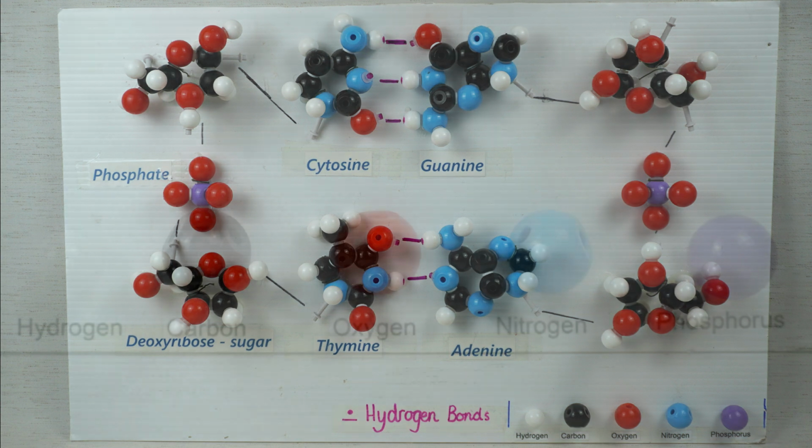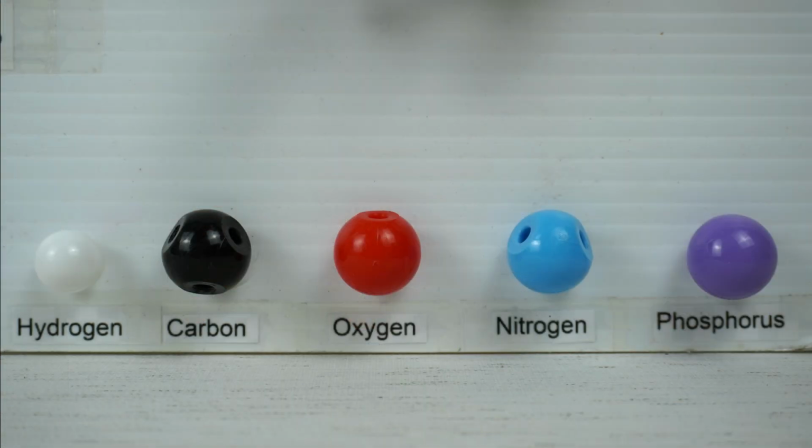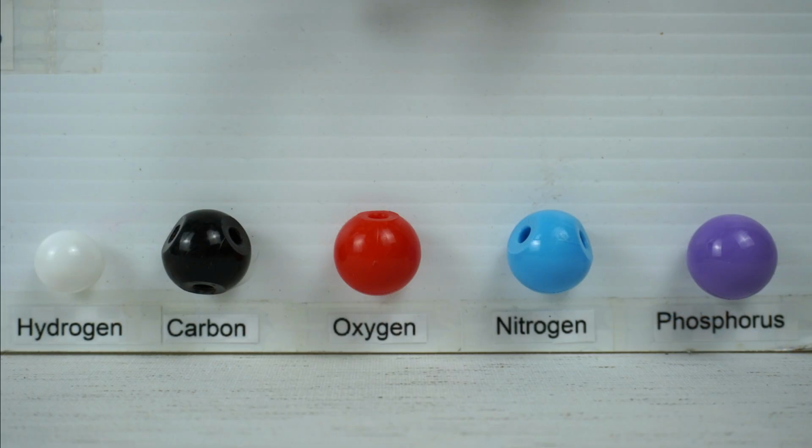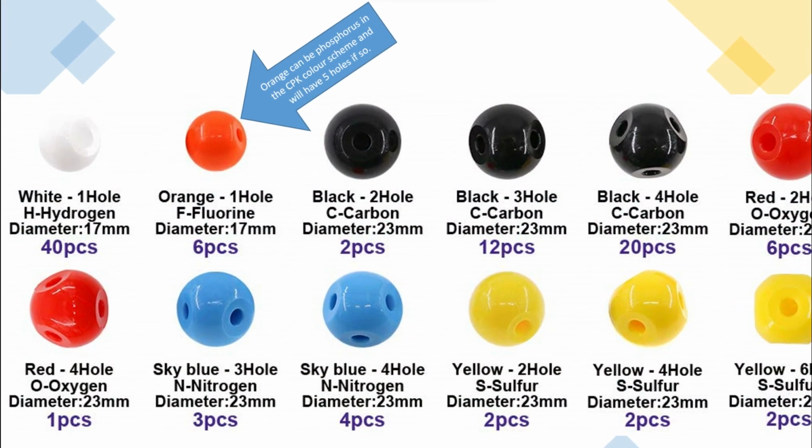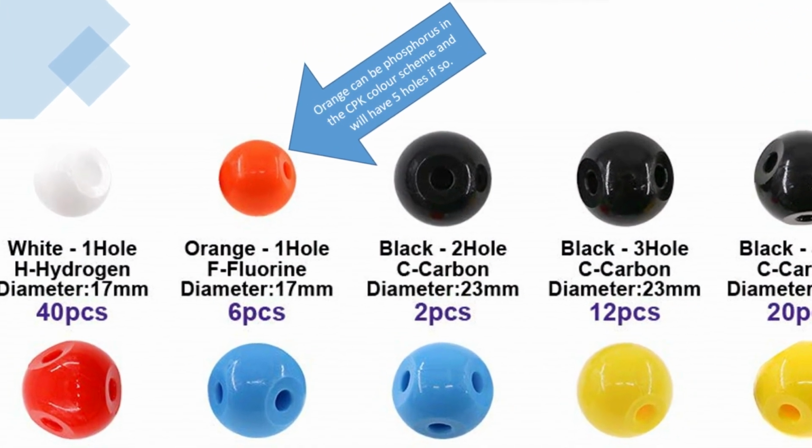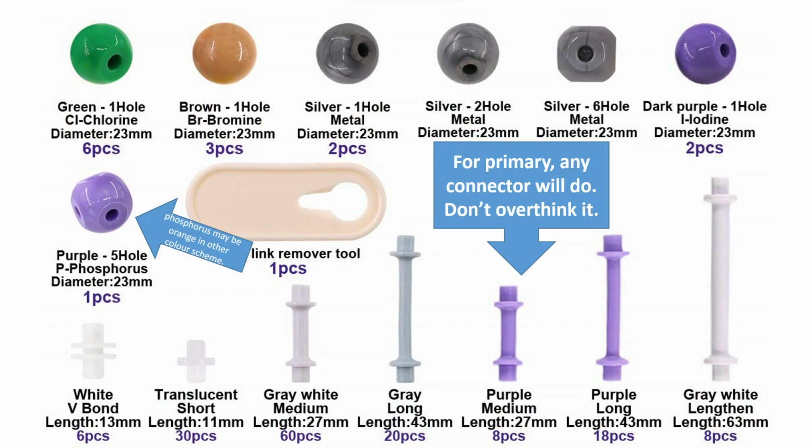We have the white ones, which is the element hydrogen, the element oxygen, which is red, the element carbon, which is black, nitrogen is the blue one, and a special guest to our show today is phosphorus, which is the purple one. Now, phosphorus can be orange in some colour schemes, but we find the most common phosphorus balls when buying these little sets is purple. So for that reason alone, go Team Purple!